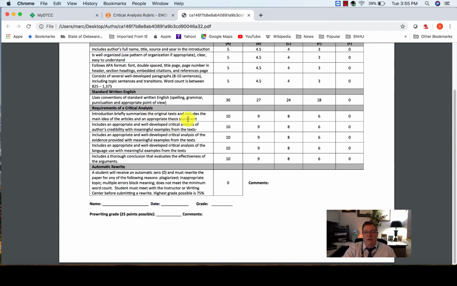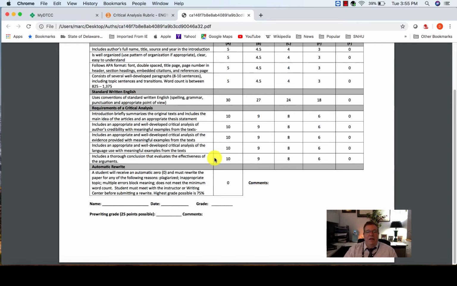Does it have an appropriate thesis statement and a main idea? Then we have author credibility, evidence, and language. Lastly, you have the conclusion. So each one of those is worth 10 points.